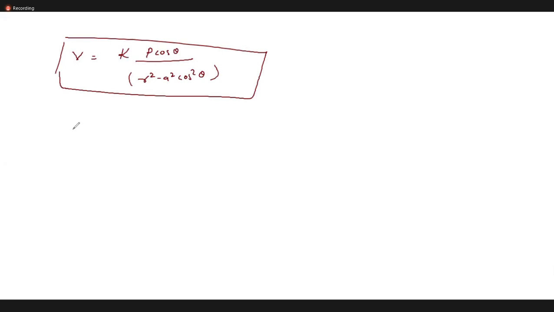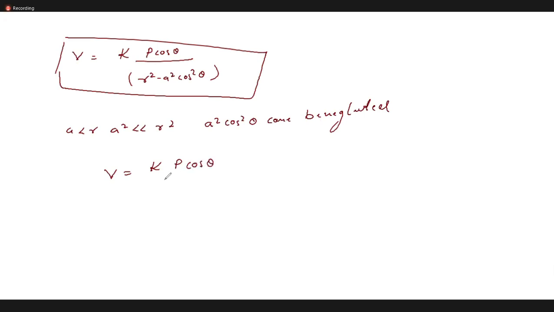So when a is very much less than R, or a square is very much less than R square, a square cos square theta can be neglected. Then I can write V is equal to K P cos theta by R square. Or else let me write 1 by 4 pi epsilon naught.